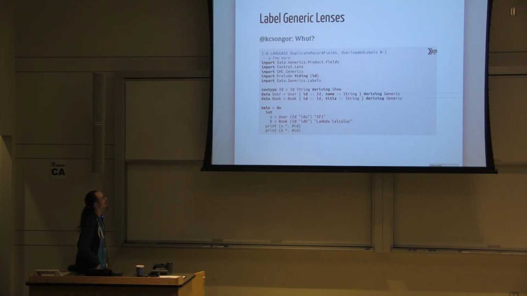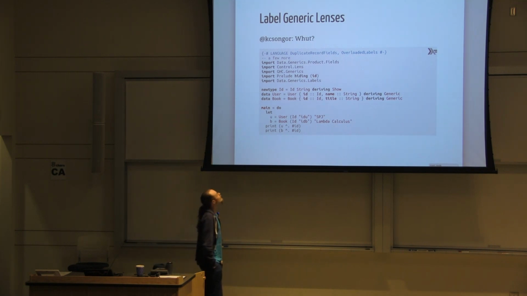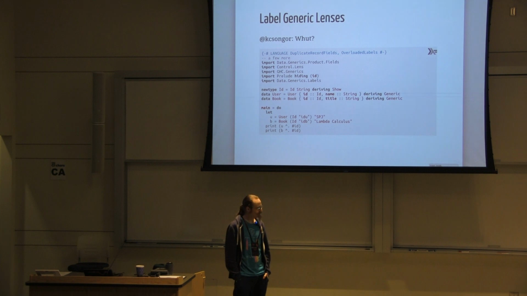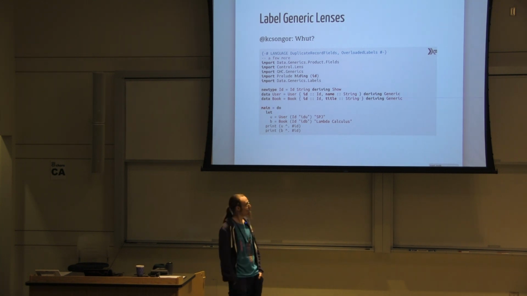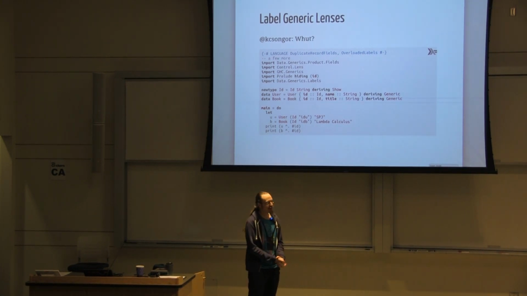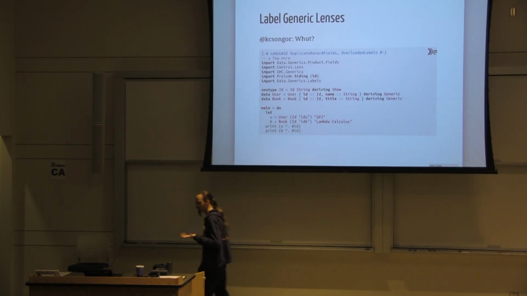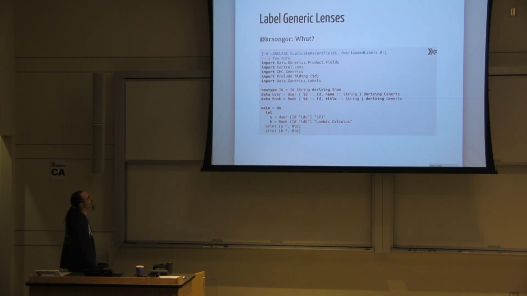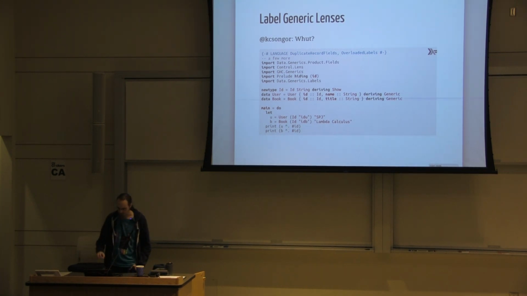Then I asked Jongor, that's the author of generic lens. And then he was like, what? Just use labels. So you can actually use labels as lenses if you have the correct import, which is Data.Generics.Labels from generic lens, and then you can use any kind of labels.